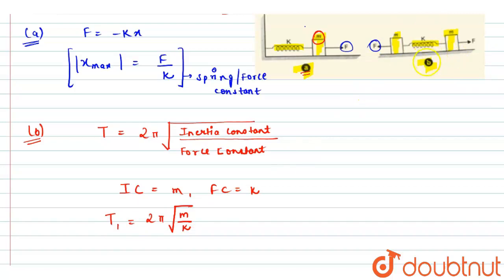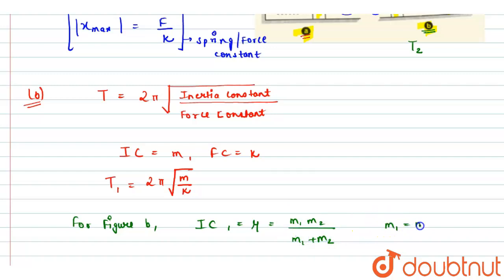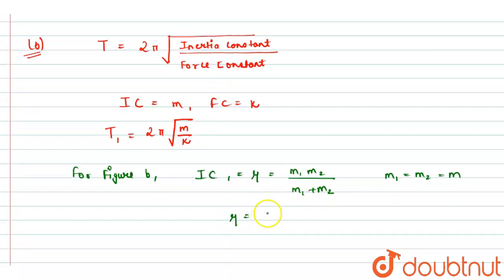Now next is for figure B, let's say the time period is T2. Now the two masses are connected with the spring, so we have to find the reduced mass. So for figure B we have to find the reduced mass inertia constant. The inertia constant will be equal to mu, and that is given as m1 into m2 whole divided by m1 plus m2, and in the figure both m1 and m2 are the same, equal to m. So putting the value to find mu, we have m into m divided by 2m.